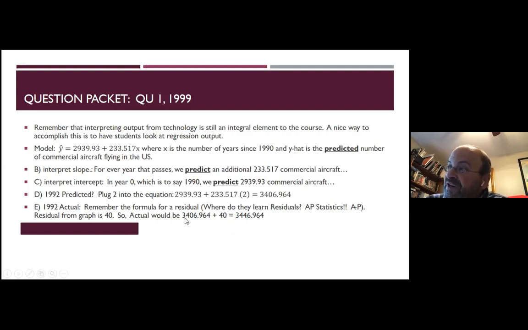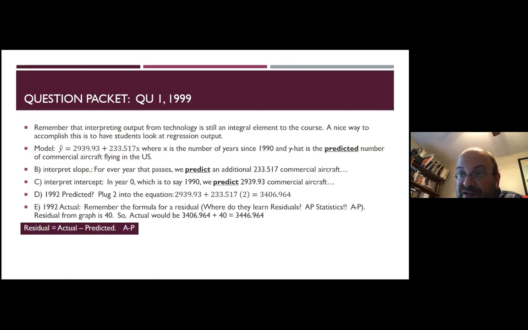Actual 3446, predicted 3406, residual 40. Residual is actual minus predicted. It's vital that you don't do it in the reverse order. Residuals take a sign. So here we have this nice question about interpreting two-variable data.